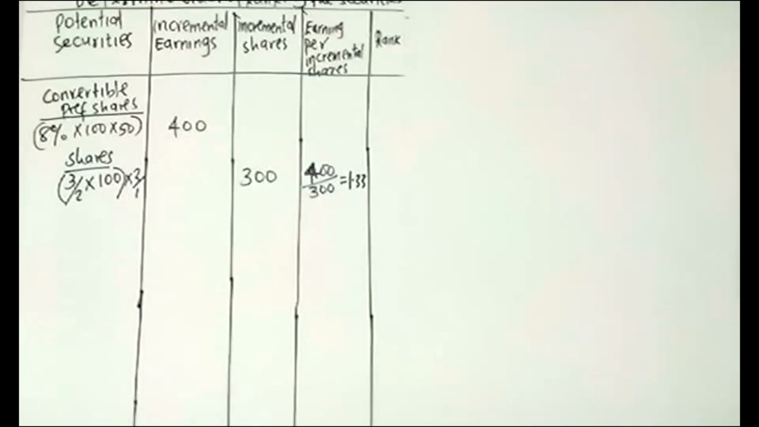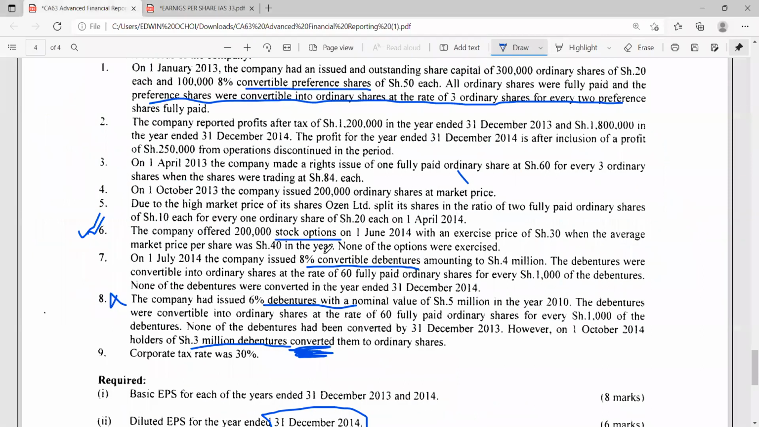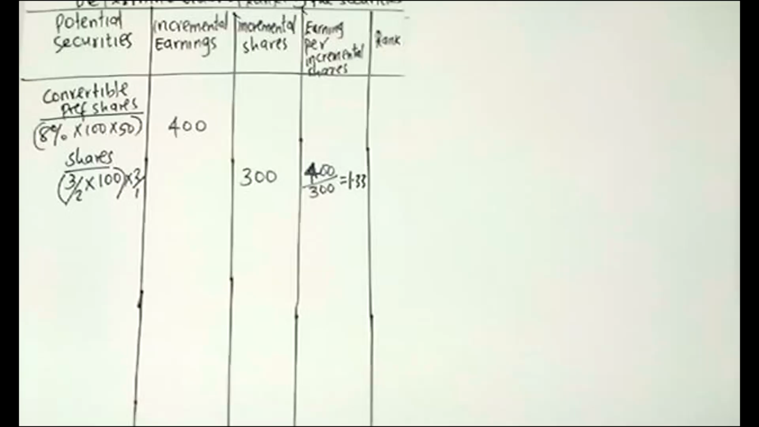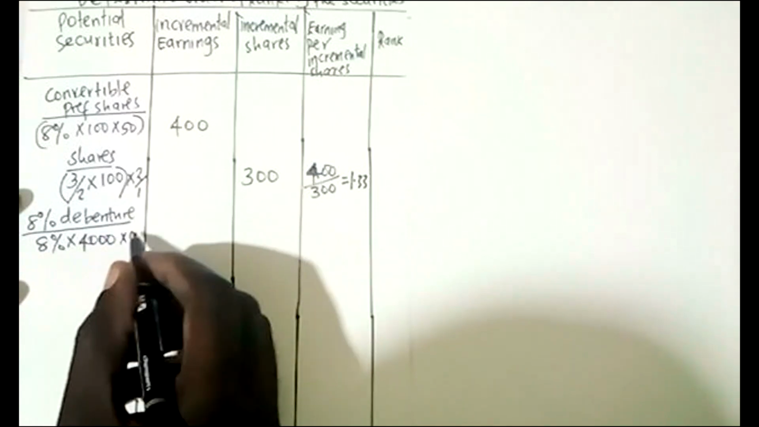So going back to the question, the interest they were supposed to pay on this security is based at 8%. You multiply with a security of 4 million, net of tax. So it's an 8% debenture, it's convertible, you know that. So 8% times 4,000 times 0.7.